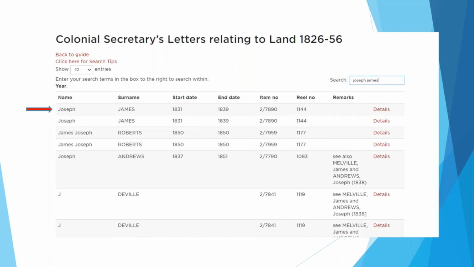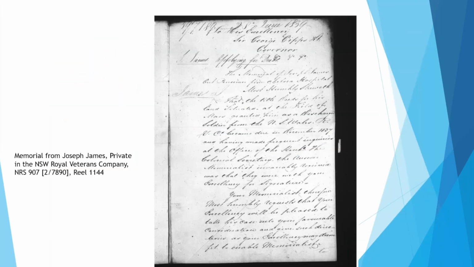We get the original location and the reel number. As I said, these have been indexed and digitized on Ancestry, but you can look at them on microfilm in our reading room if you would like to. So taking a look at that letter. So this letter is written in 1839. And he's saying that the title deeds for his land situated at the Field of Mars granted to him as a discharged soldier from the New South Wales Royal Veterans Company became due in 1837. And he's requesting that the governor look at his case and enable him to take up his land.